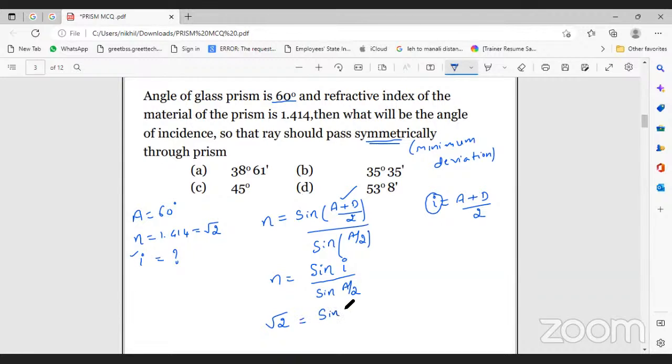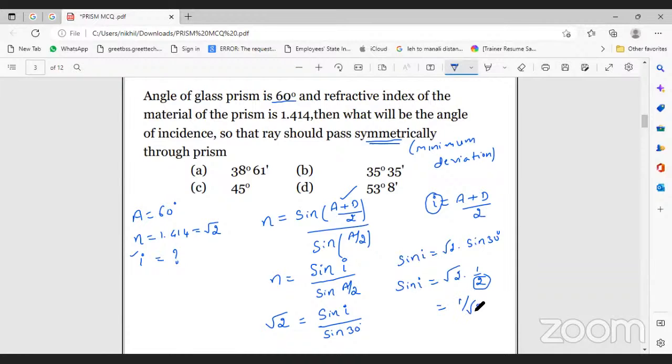So sine I I will keep as it is. What is the A value? 60, so 60 by 2, that is 30. On cross multiplication, sine I is equal to root 2 into sine 30. Sine 30 is 1 by 2, so sine I is equal to root 2 into 1 by 2, which can be taken as root 2 into root 2 in the denominator.